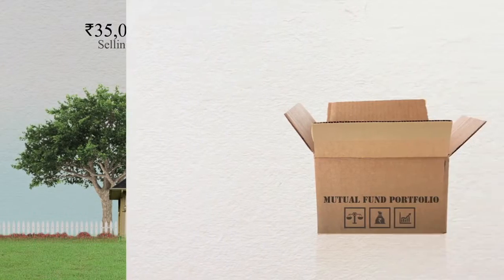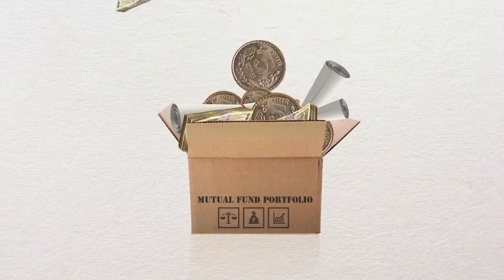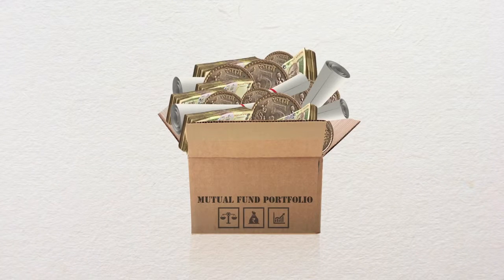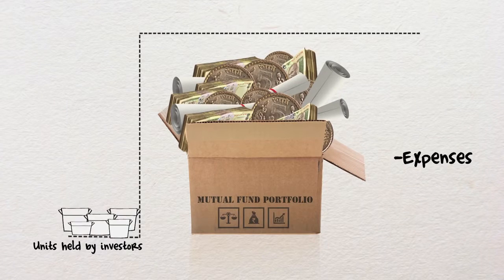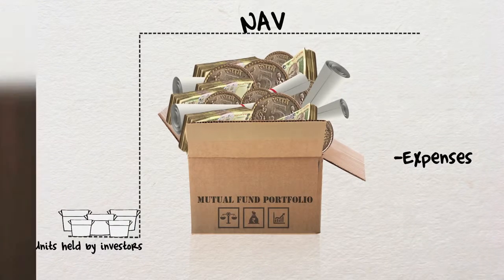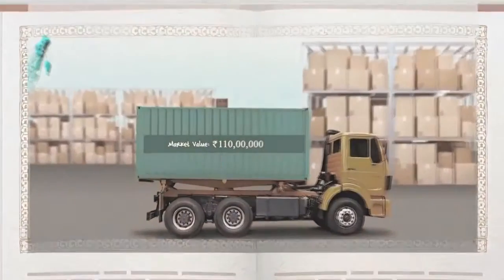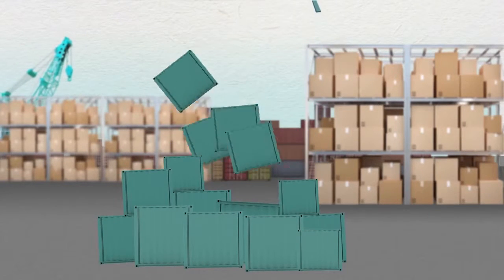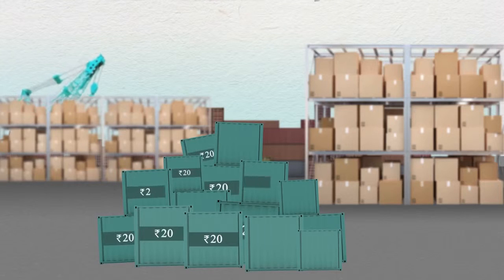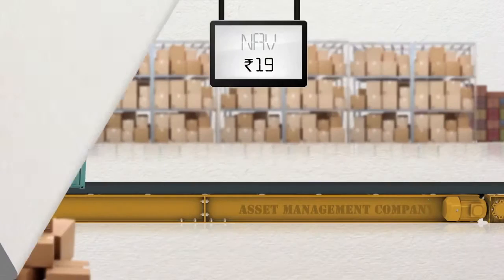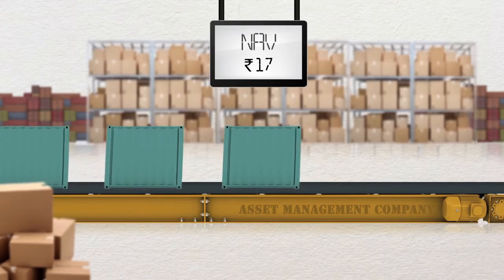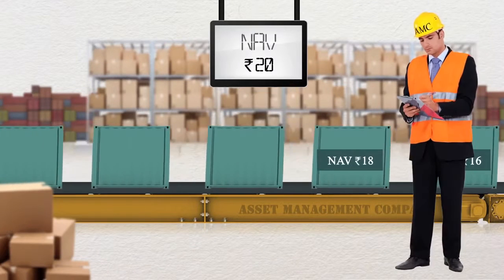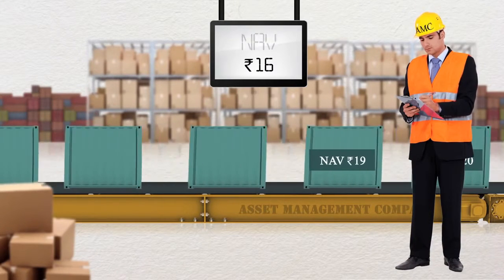Just like that, the NAV per unit of a mutual fund scheme is the sum total of the market value of all the assets held in the portfolio, including cash, less expenses, divided by the total number of units held by all the investors. So say the market value of all the assets of the scheme after deducting expenses is rupees 100 lakhs and the scheme has issued 5 lakh units to investors. Then the NAV per unit of the fund is rupees 20. The market value of these assets may change every day, which is reflected by the fluctuations in the NAV per unit. And the asset management company will be required to disclose this NAV on a regular basis.